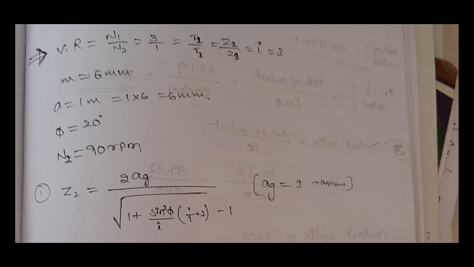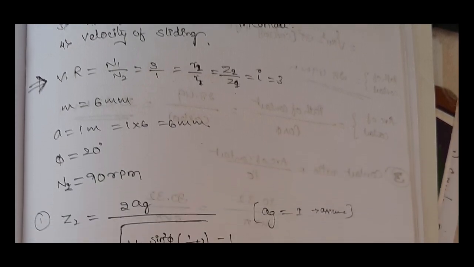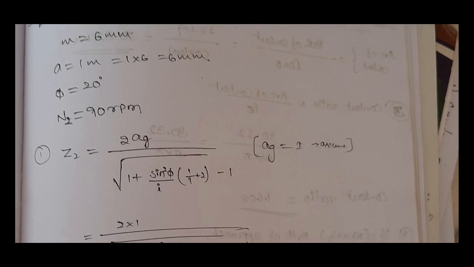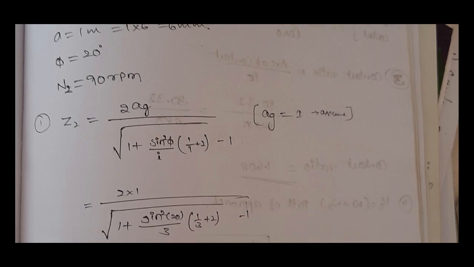So we need to find out, let us go to the first one: the number of teeth on the pinion to avoid interference. We discussed the derivation of the minimum number of teeth to avoid interference. There we got the equation Z2 is equal to 2ag divided by root of 1 plus sine square phi divided by I into 1 divided by I plus 2, all subtracted with 1. Ag is the addendum coefficient, which for analytical purposes we are going to assume as 1.